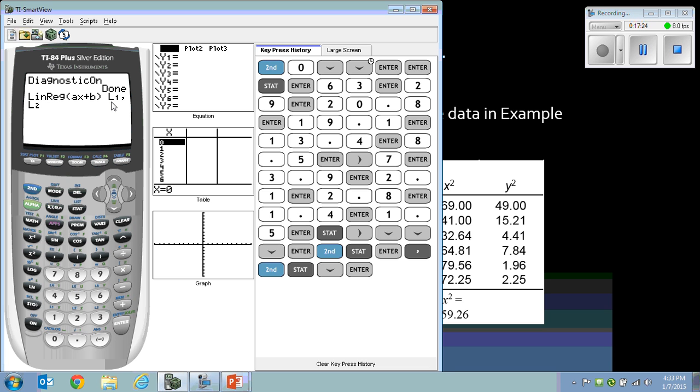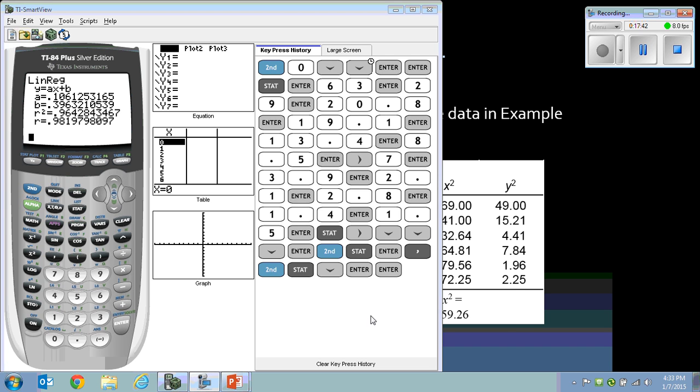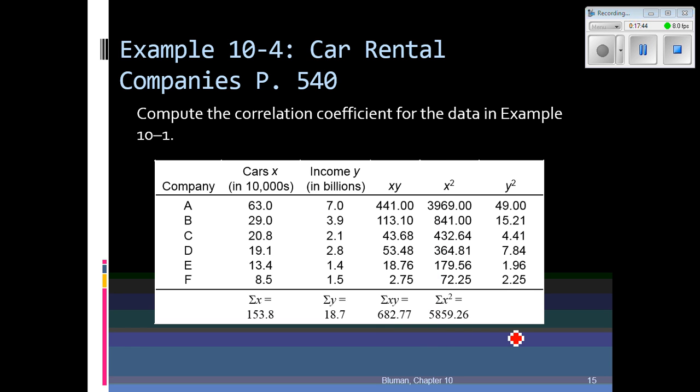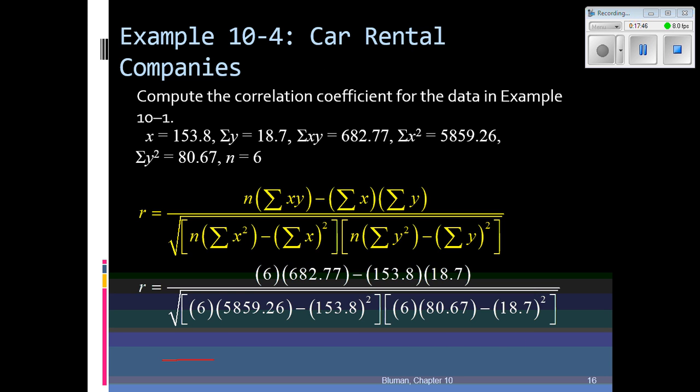It is important the order that you put them in. You know, which one's your X, which one's your Y. If not, things could be flipped. And when you hit enter, here is your R value, 0.9819. If you round that, that's 0.982, which we got right here by doing it the formula way. So that is your correlation coefficient.